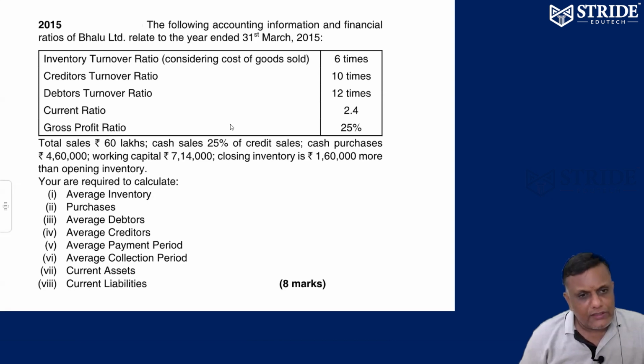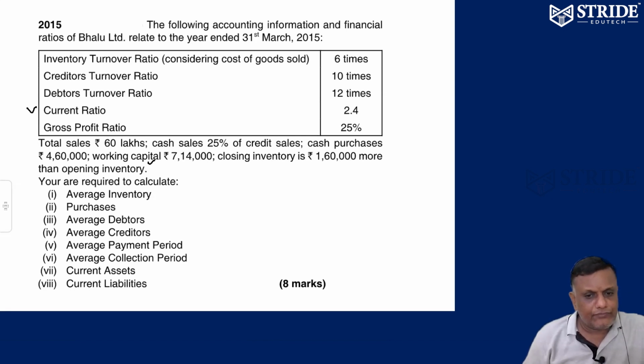What is GP ratio? GP by sales, 25%. Total sales is given, 60 lakhs. Cash sales is equal to 25% of credit sales. Cash purchase is given, 4,60,000. Working capital, that is current asset minus current liability, 7,14,000. Closing stock is 1,03,000 more than the opening stock. We are required to calculate average stock, purchases, average debtors, average creditors, average payment period, average collection period, current asset, current liability.